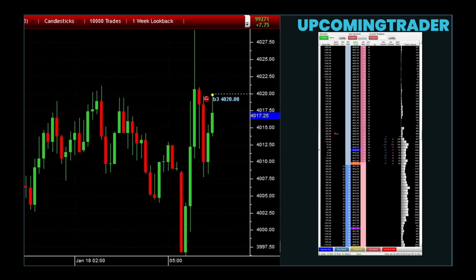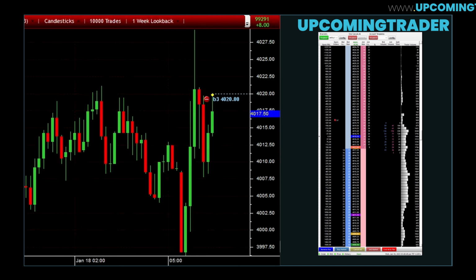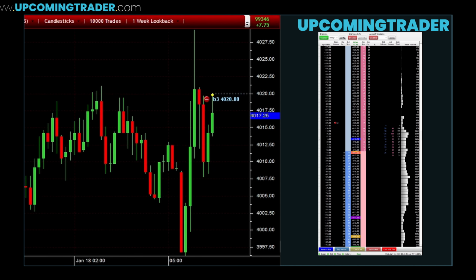Flags and pennants are continuation patterns where the price takes a short pause before resuming the previous trend. On-balance volume is useful here because it helps confirm the breakout of these patterns. If the price is moving out of a flag and on-balance volume is rising, it suggests that volume is supporting the move, giving you more confidence to trade in the direction of the breakout.